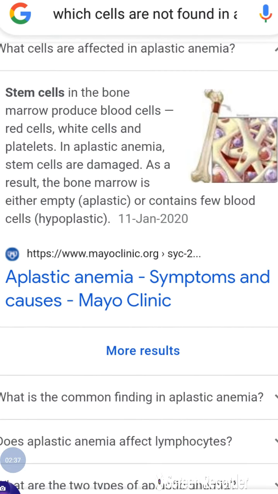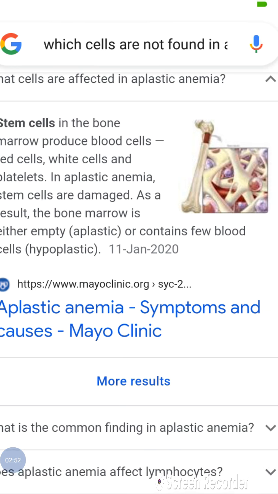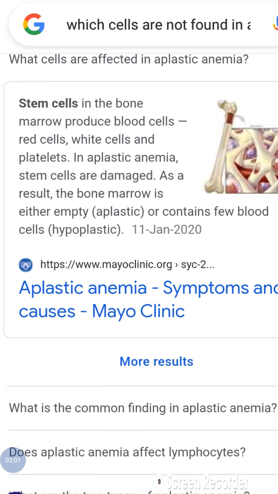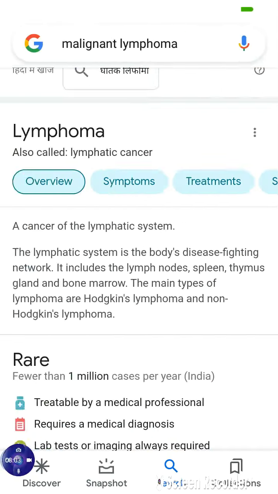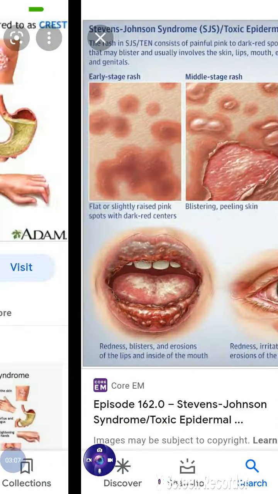So in aplastic anemia, the stem cells in the bone marrow are less, and that's why there are fewer red blood cells, white cells and platelets. In aplastic anemia, stem cells are damaged. As a result, the bone marrow is either empty, that is aplastic, or may contain few blood cells, that is hypoplastic. So aplastic means a complete absence; cells are very less or maybe absent.